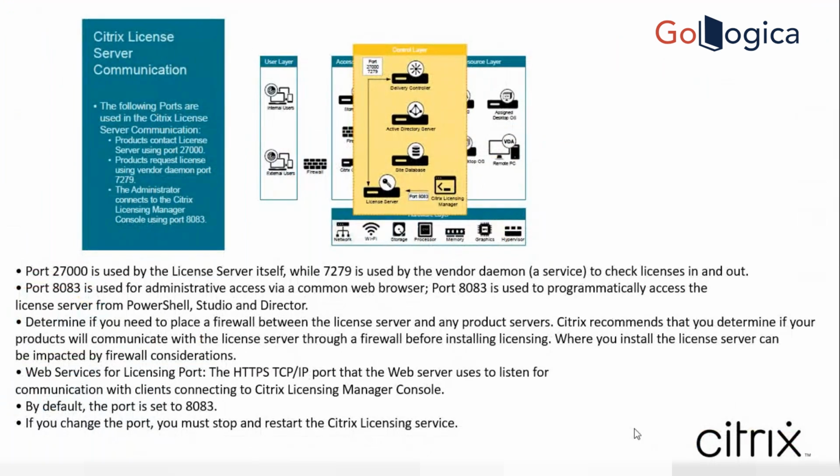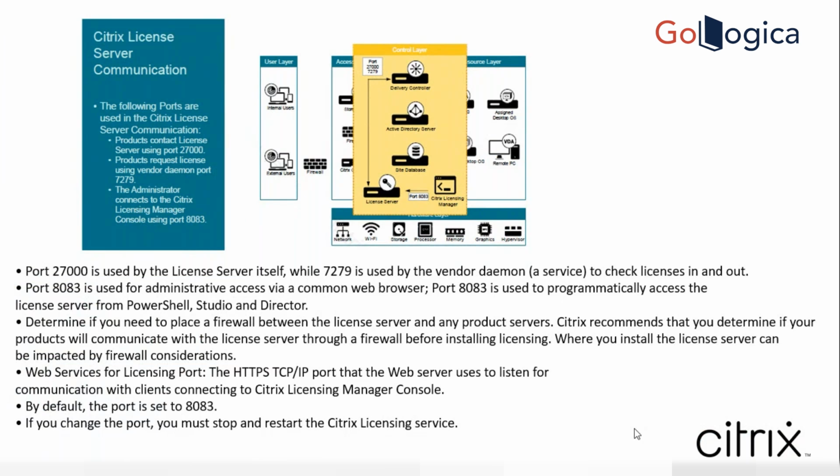So what port is used for license server? License servers use port 27000. Whenever you install the license server, it will assign port 27000. For services, port 7279 is used, and for administrator access, port 8083.